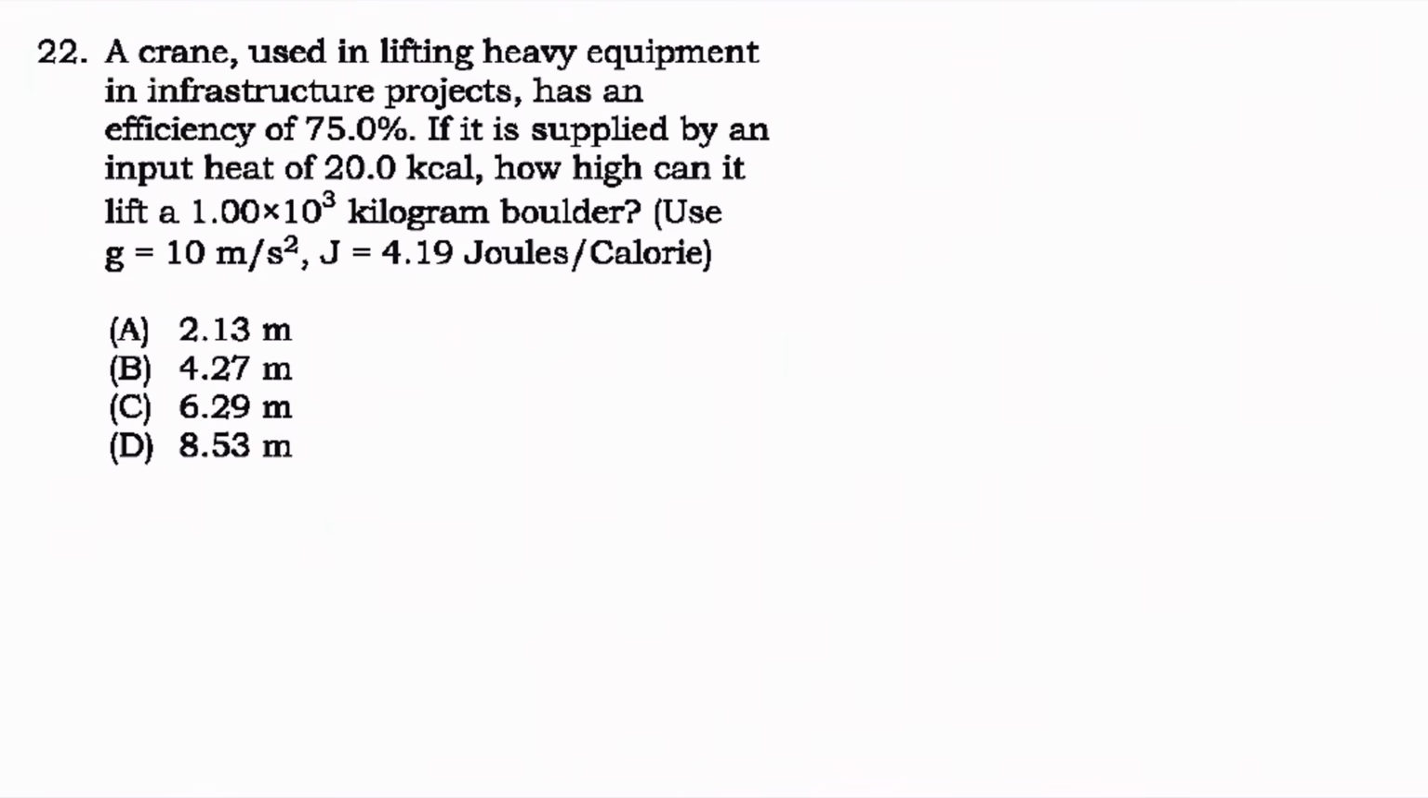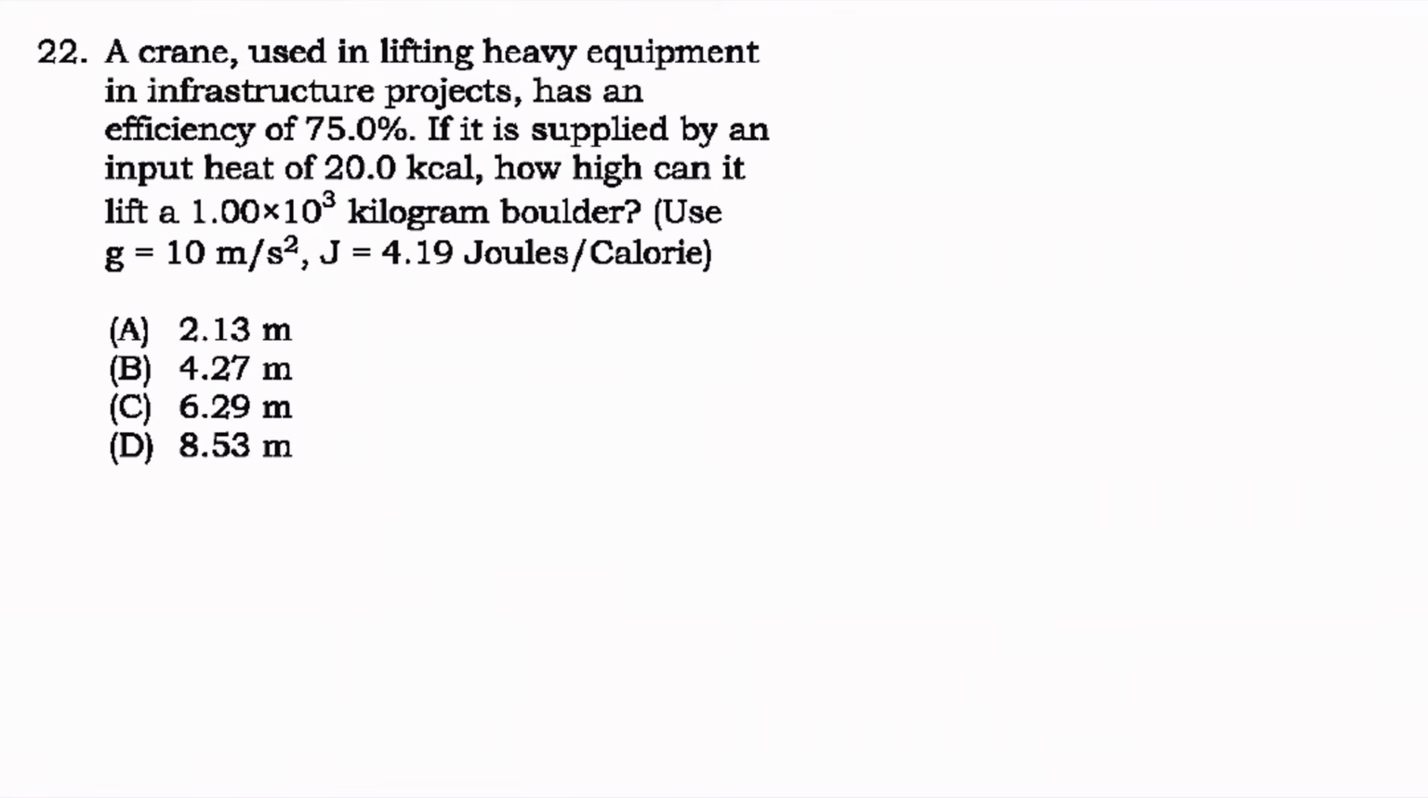Letter B. Problem 22. A crane used in lifting heavy equipment in infrastructure projects has an efficiency of 75%. If it is supplied by an input heat of 20 kilocalories, how high can it lift a 1.00 times 10 raised to 3 kilogram boulder? Use gravity is equal to 10 meter per second squared. 1 calorie is equal to 4.19 joules.